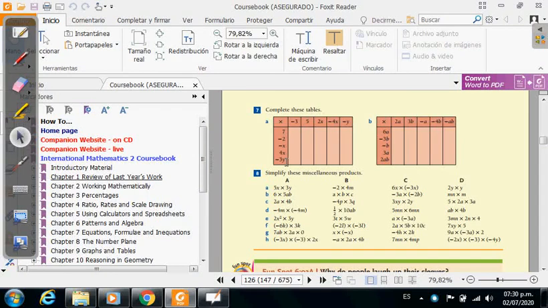To continue with this topic of multiplication of pronumerals, with this exercise where we have to complete these tables, in exercise 7. So, let's go there.